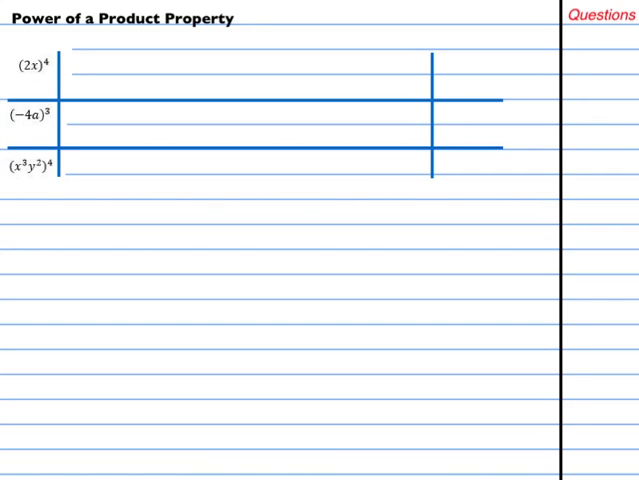So our next property is the power of a product property. And here is where I'm going to take 2x raised to the 4th power. And that's going to give me 2x times 2x times 2x times 2x. Pull it apart, put my constants together and my variables together. And I get 2 to the 4th power times x to the 4th power, or 2 to the 4th power x to the 4th power.